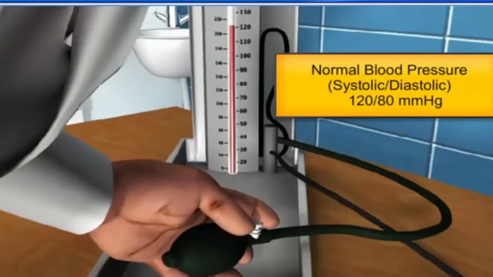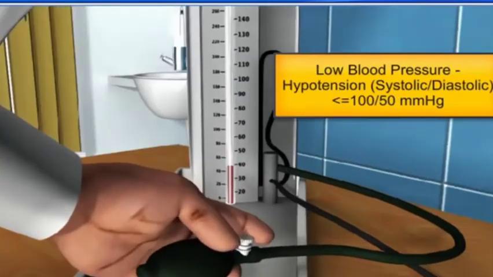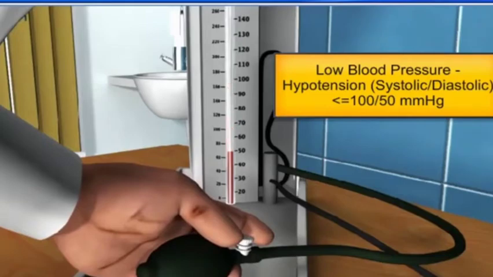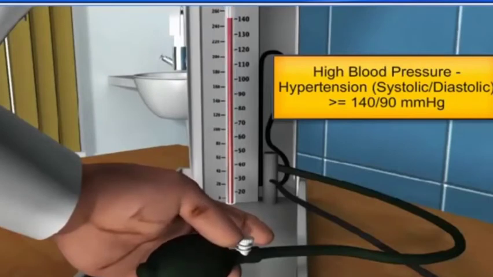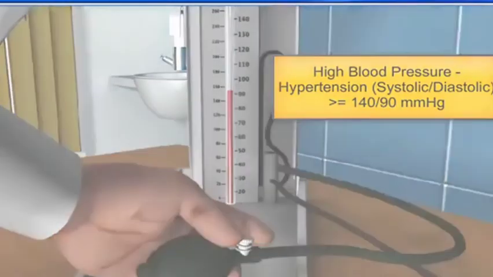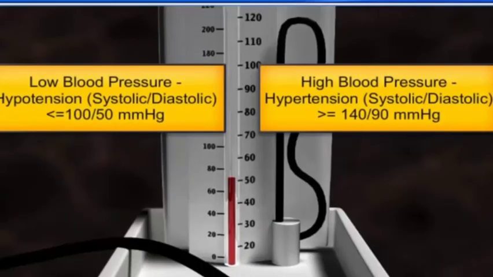A healthy individual has systolic to diastolic pressure of 120 over 80 mm of mercury. When BP is 100 over 50 mmHg or less, it is called low BP or hypotension. Similarly, when it is 140 over 90 or more, it is high BP or hypertension. Thus, any change in BP leads to coronary heart disease.